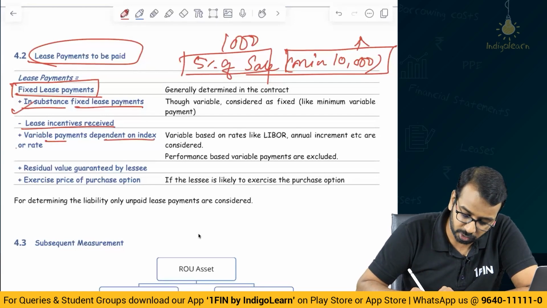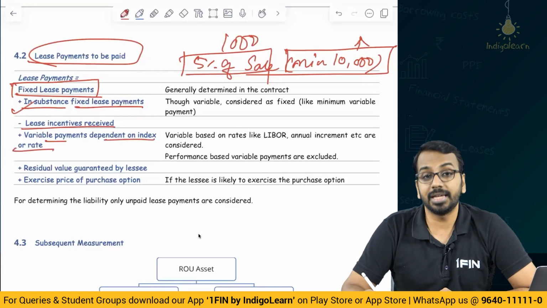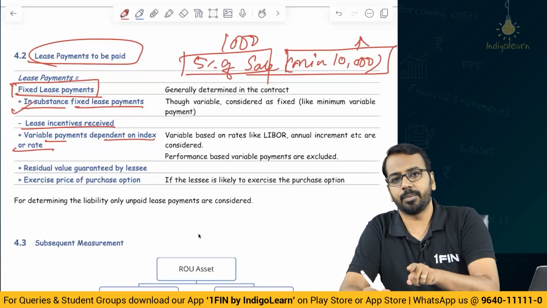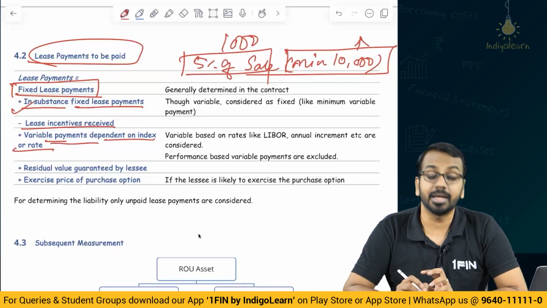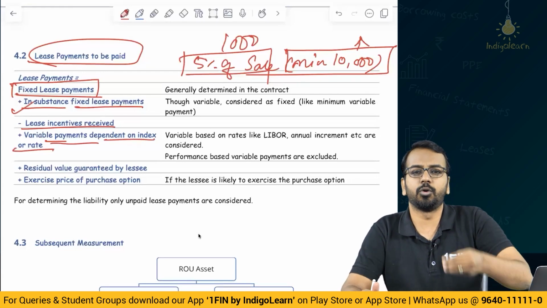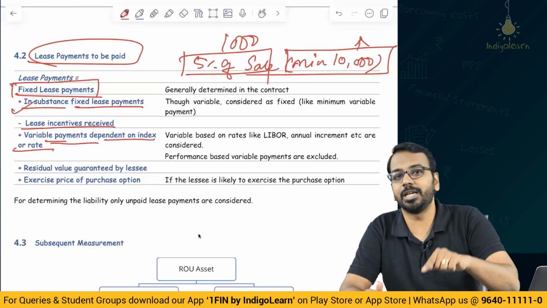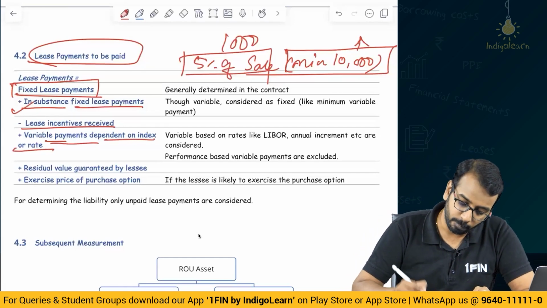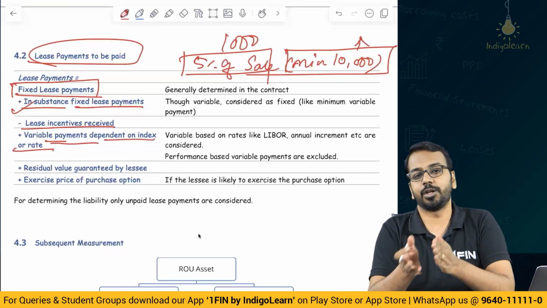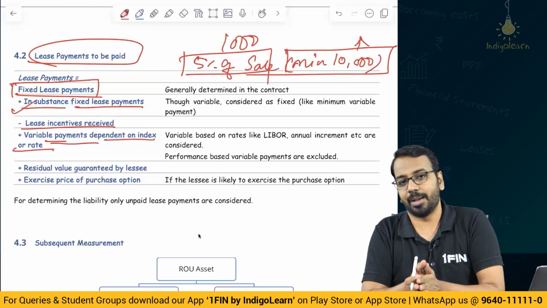Variable payments dependent on an index or a rate. So if there is a variable payment which is dependent on index or rate, that will be included in the lease payment. If it is a variable payment which is not dependent on index or rate, for example, dependent on output, production and all of that, that will not be included in the lease payment. Also, the future changes will not be considered when you initially recognize the lease liability, right?